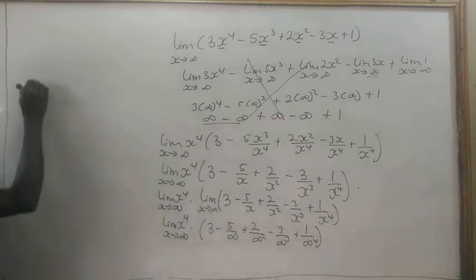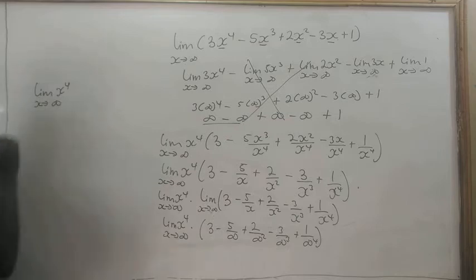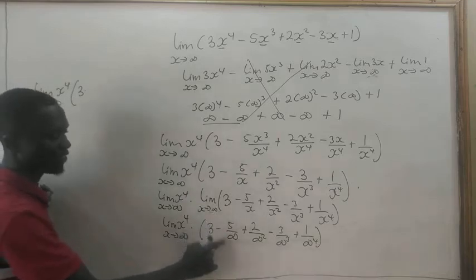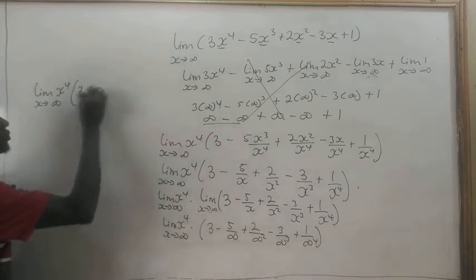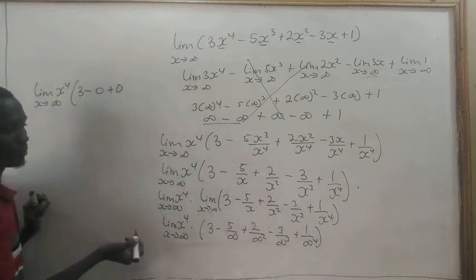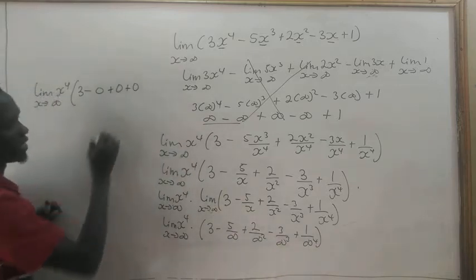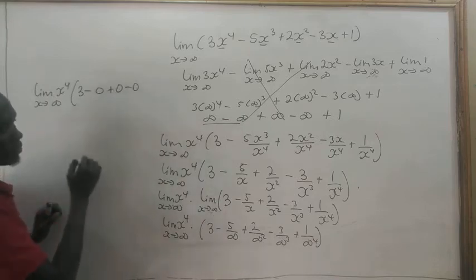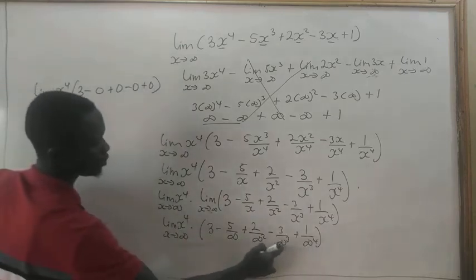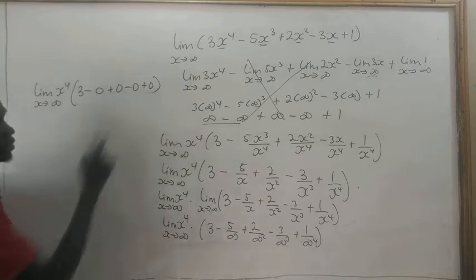And this will give us the limit of x to the power 4 as x approaches infinity times 3, from lesson 1. 5 divided by a very large number will give us 0. 2 divided by the square of a very large number will still be 0. Minus 3 divided by a very large number cubed will be 0. And 1 divided by a very large number to the power 4 will be 0. So you have 3 minus 0 plus 0 minus 0 plus 0.